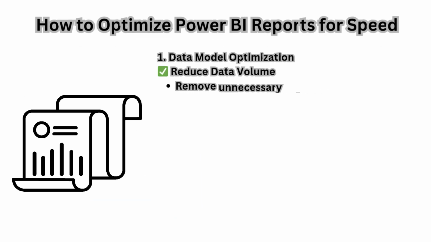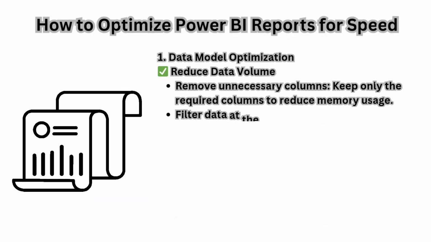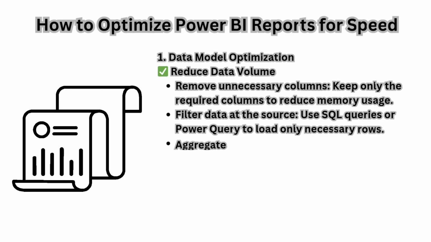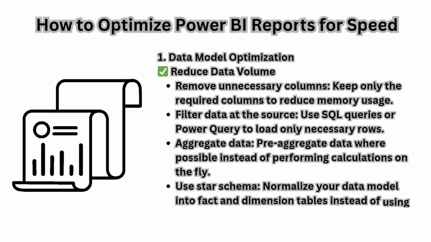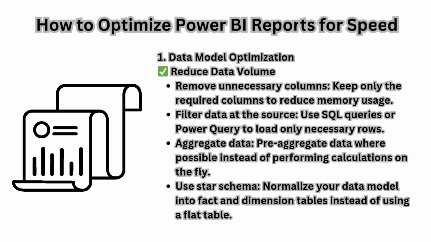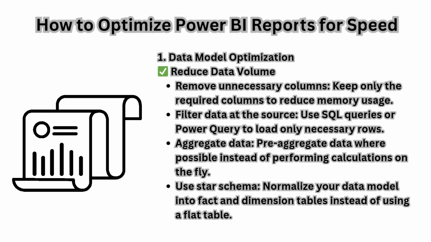1. Data model optimization. Reduce data volume. Remove unnecessary columns. Keep only the required columns to reduce memory usage. Filter data at the source. Use SQL queries or Power Query to load only necessary rows. Aggregate data, pre-aggregate data where possible instead of performing calculations on the fly.